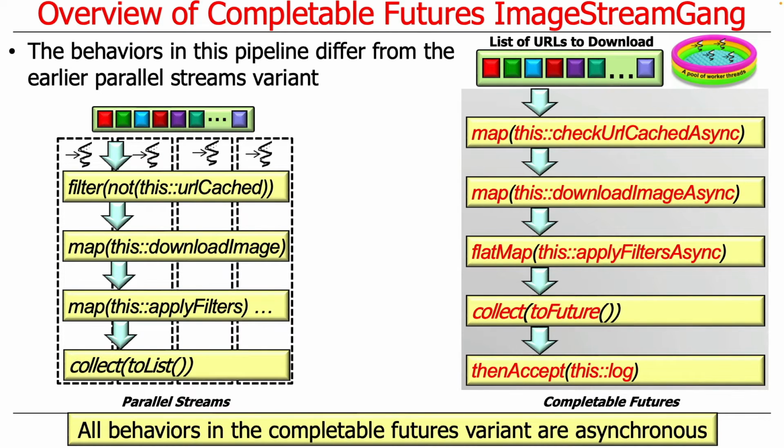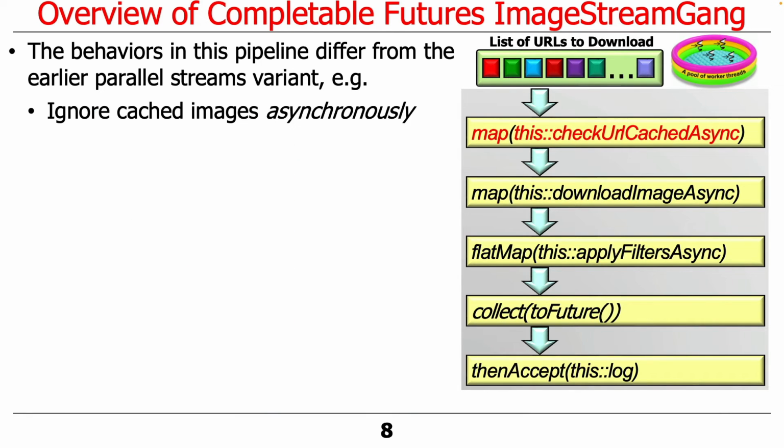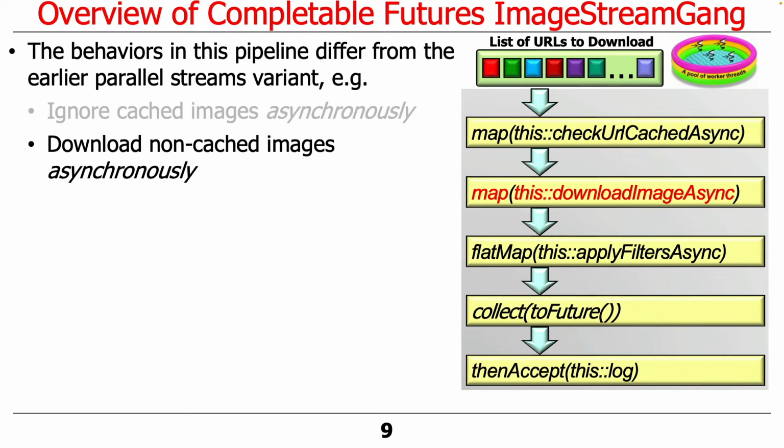The CompletableFuture version, in contrast, uses behaviors that are all asynchronous. And so what we're going to do in this particular case is a more interesting set of steps. So let's talk about them one at a time. The first thing we're going to do is check for cached images asynchronously. So all the images will be checked to see if they're in the cache asynchronously. We're then going to take the non-cached images and download them asynchronously.